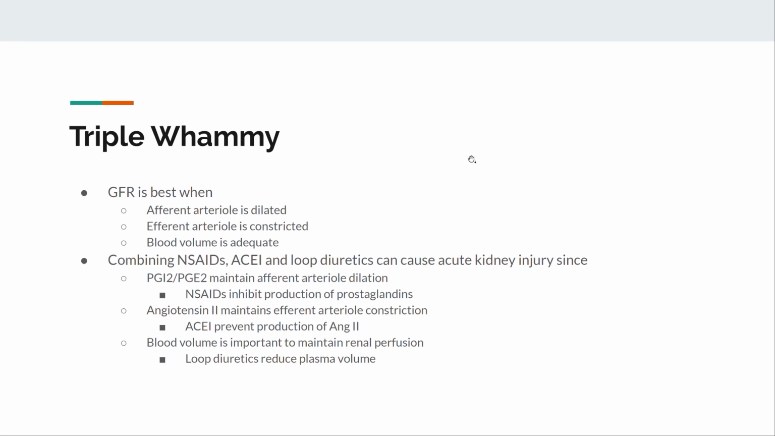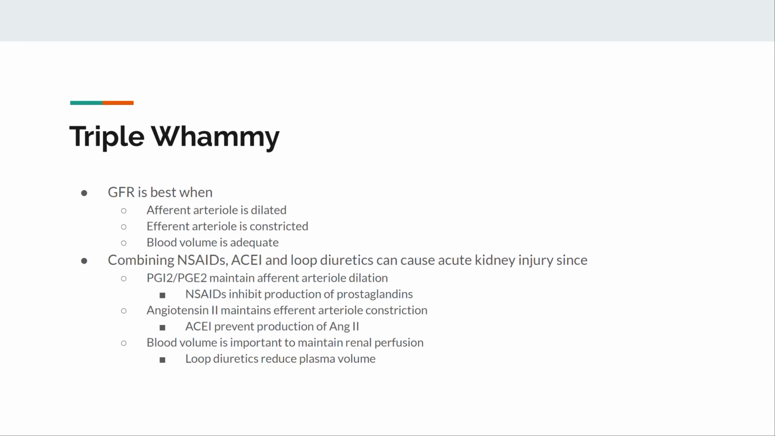Triple whammy is a related concept when you combine an NSAID, an ACE inhibitor, and a diuretic. As we said, GFR is best when the afferent arteriole is dilated, the efferent arteriole is constricted, and when there's enough blood volume around to give to the kidney. If you give someone an NSAID, which inhibits the production of prostaglandins, you'll end up with a constricted afferent arteriole. If you give them an ACE inhibitor, you'll end up with a dilated efferent arteriole. And if they don't have enough blood volume to perfuse their kidney, then the whole thing falls apart. And that's what happens when you give them a diuretic as well.